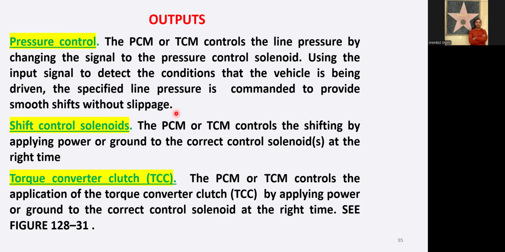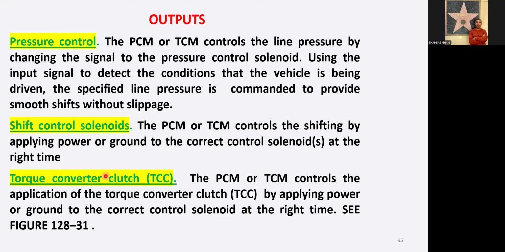So the pressure control output is basically maintaining the pressure with the help of the solenoid valves, so that the required amount of line pressure is maintained in the system and we have a smooth shift without any slippage. Then next is the shift control solenoid. Shift control is when the power range changes in your transmission. We have power range switches, that is basically from the shift control solenoid. The powertrain control module or the transmission control module controls the shifting by applying power or ground to the correct control solenoids at the right time.